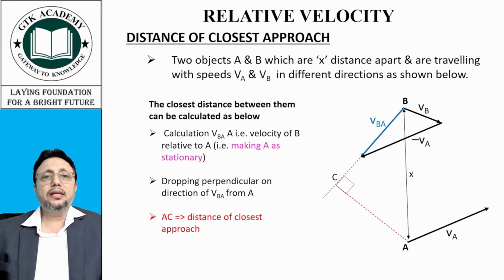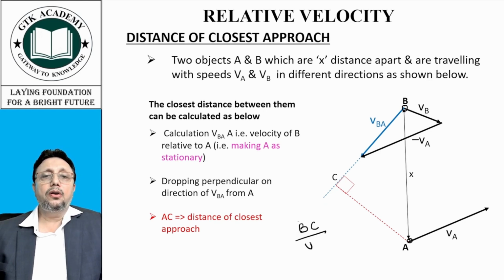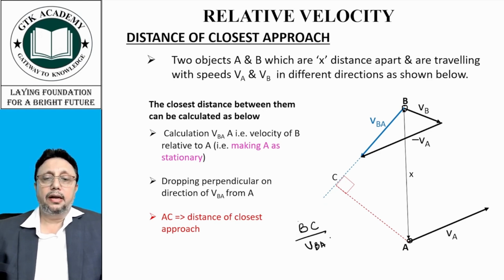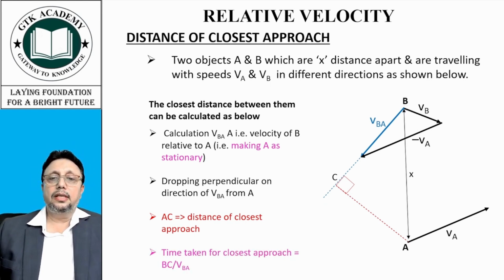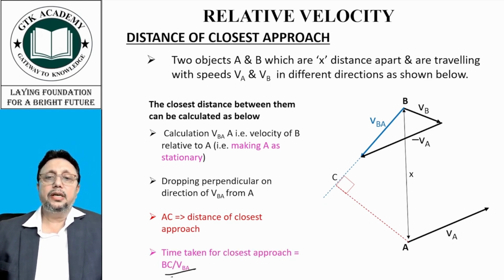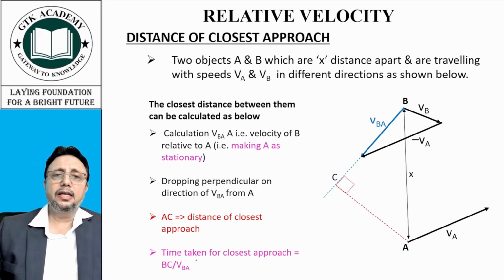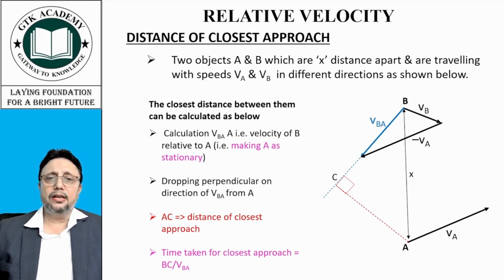and what will be the time required? Suppose B and A are in this position right now. What will be the time required when they come closest? That time is this distance BC upon VBA, right? So that time is BC divided by VBA. I think you must have got a fair idea of both these very, very important concepts.